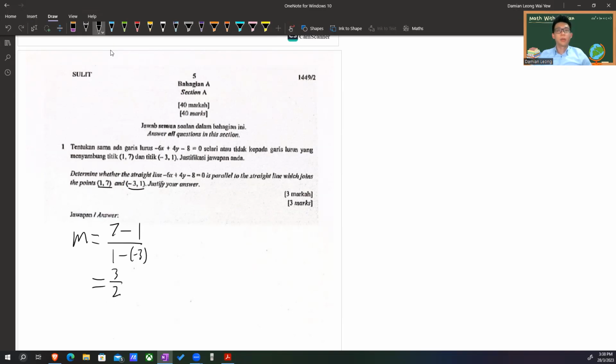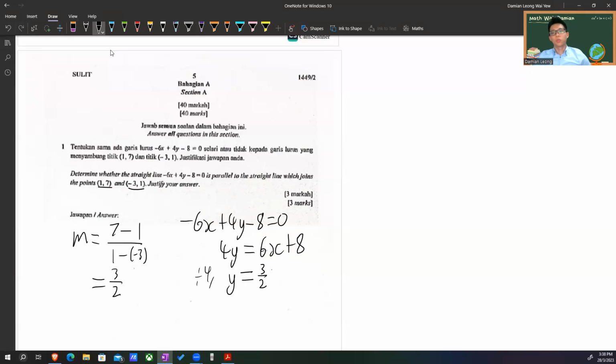Compare with the gradient of this line, negative 6x plus 4y minus 8 equals 0. 4y will be 6x plus 8. Just bring over these two: minus becomes positive, minus becomes plus. Then to get rid of the 4, divide each term by 4. 4y equals 6 divided by 4, 3 over 2, x plus 8 divided by 4, 2.